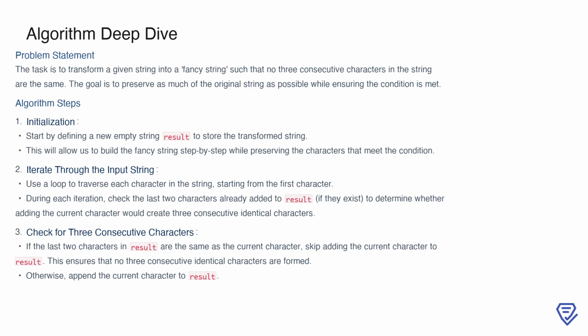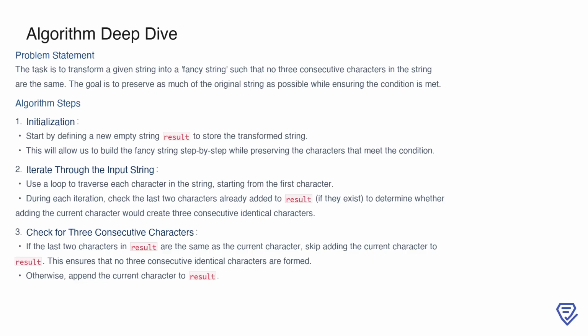In this problem, we are tasked with transforming a given string into what's called a fancy string. A fancy string is defined as one where no 3 consecutive characters are the same, and our goal is to preserve as much of the original string as possible while ensuring this condition is met. To achieve this, we start by initializing an empty string called result, which will store the transformed output as we process the input. This allows us to build the fancy string step by step.